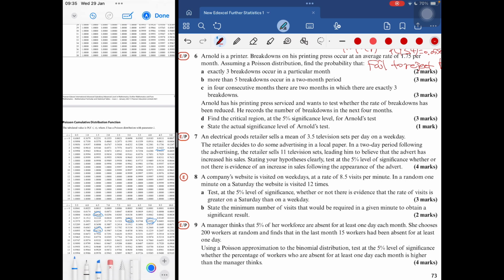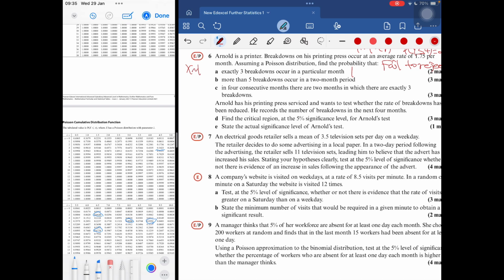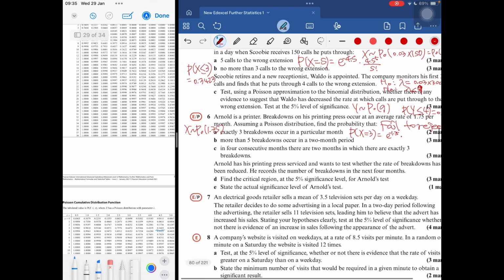Poisson distribution. Exactly 3. So X follows Poisson, and we still talk about the months, 1.75. So the probability X equals 3. You can do this: e to the power negative 1.75 times 1.75 to the power of 3 over 3 factorial. You can calculate it.